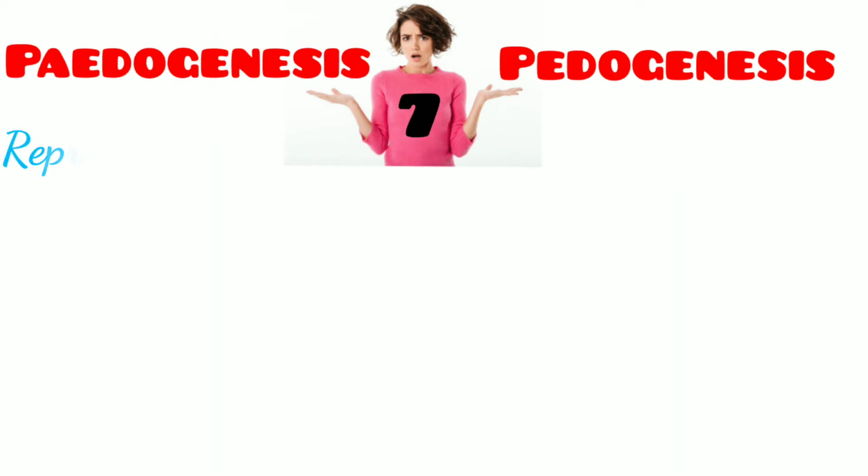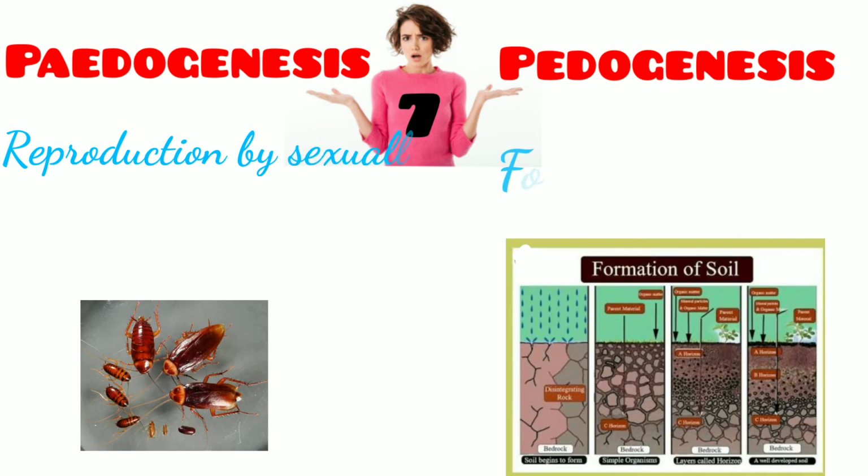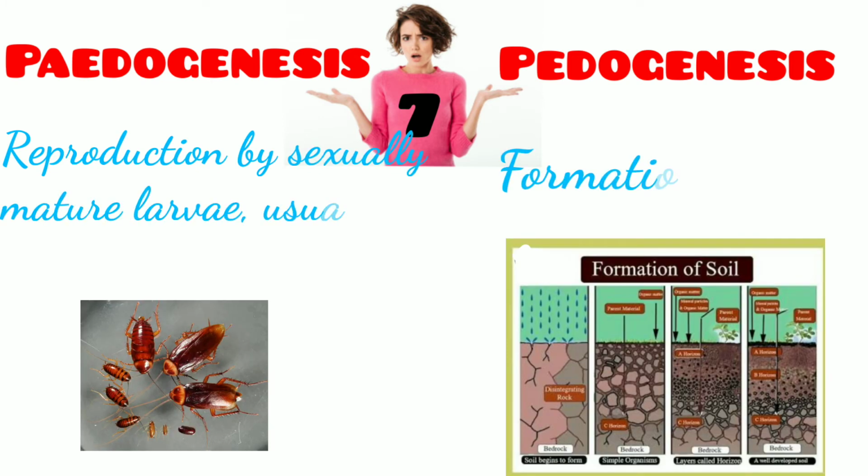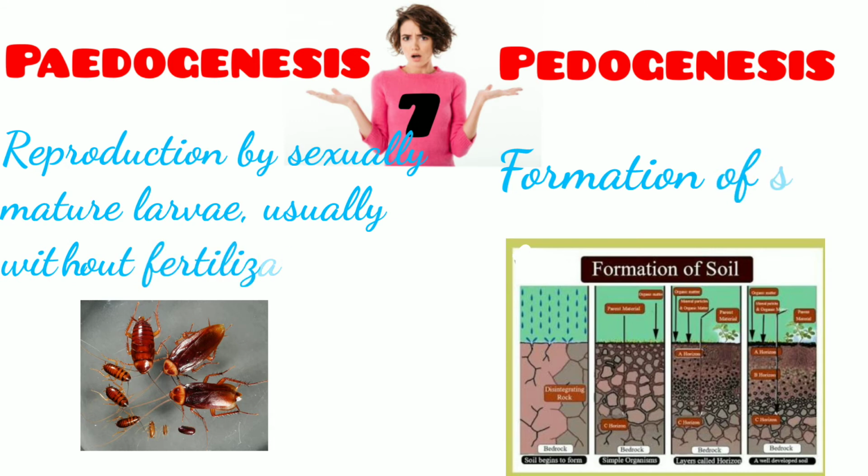And another pair of words that we have is PAEDOGENESIS and PEDOGENESIS. Now they both sound similar, right? But there is a difference. That is, the word with PAEDO is reproduction by sexually mature larvae, usually without fertilization, while PEDOGENESIS is simply the formation of soil. Now how to remember it? If you look at the word PEDO, it consists of 4 letters, which is equal to the number of letters in the word soil, that is 4 letters. So PEDOGENESIS is related to soil, while the other word will obviously be related to fertilization.